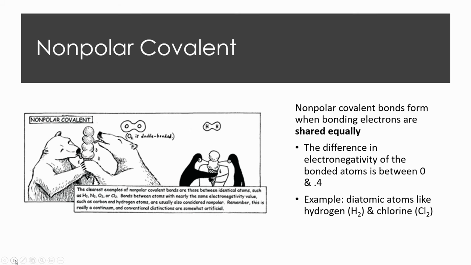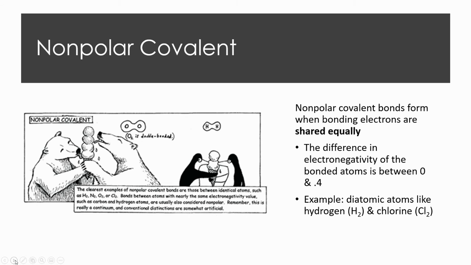All right, so that brings us to our two types of covalent bonds. The first one is nonpolar. When we say nonpolar, really what we're talking about is there are no poles, or that asymmetry in our molecule. So nonpolar covalent bonds form when electrons are shared equally between the two atoms in the bond. This generally occurs when the difference in electronegativity of the two atoms is between 0 and 0.4.